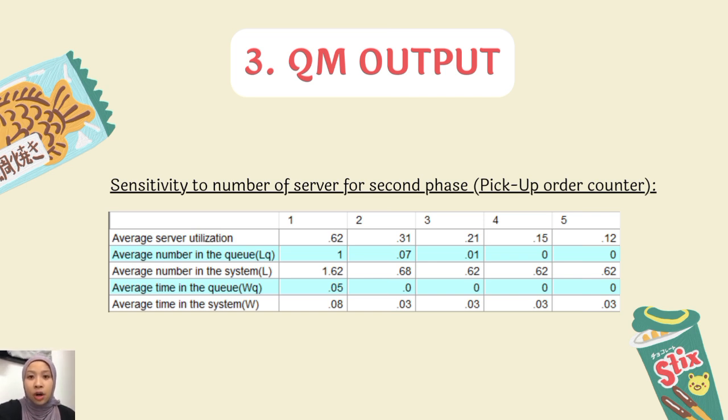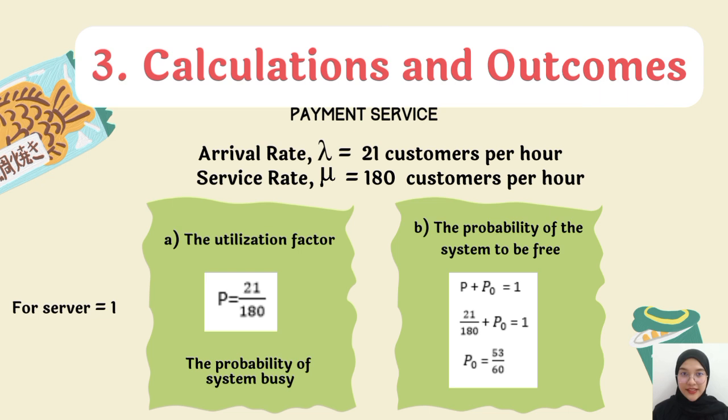As we increase the number of servers, the server utilization drops significantly. For example, with 5 servers, the utilization is just 12%. Similarly, the queue length, LQ, and waiting time, WQ, become negligible, reflecting a well-managed system with minimal delays. This analysis shows that increasing the number of servers can greatly improve efficiency and reduce waiting times, ensuring a smoother customer experience. Okay, so let's continue with the calculation part.